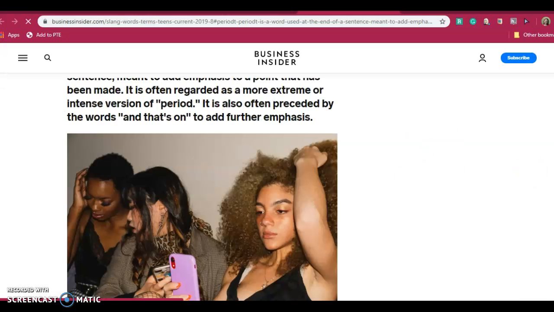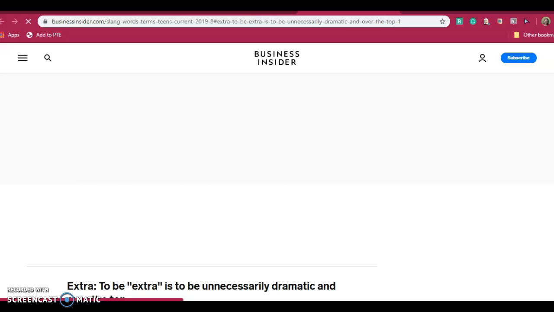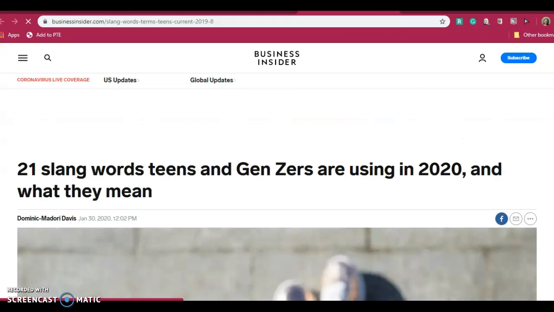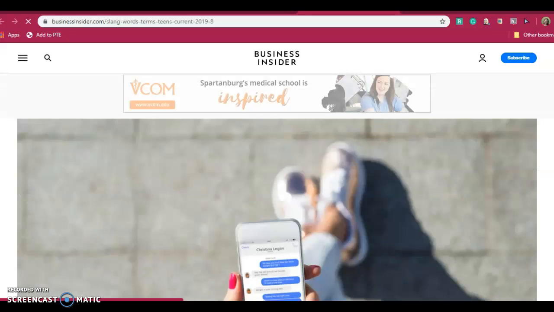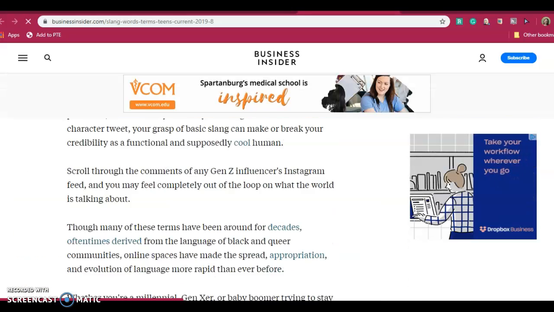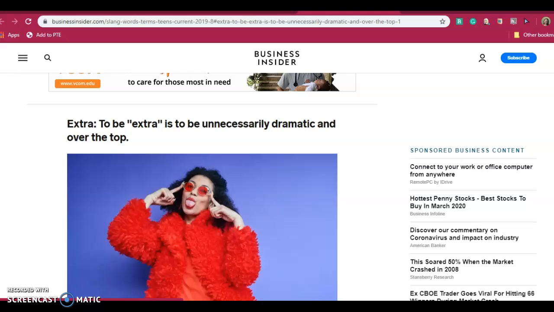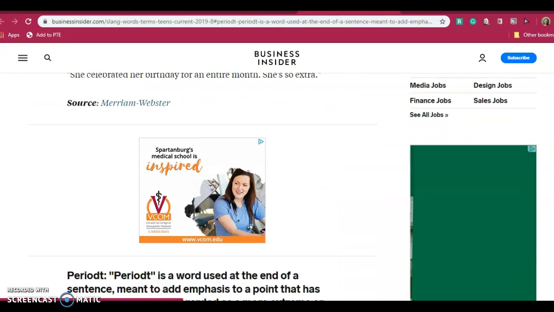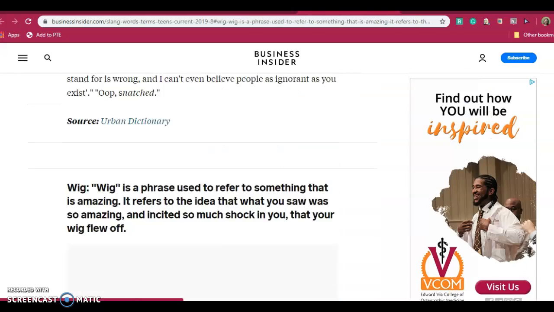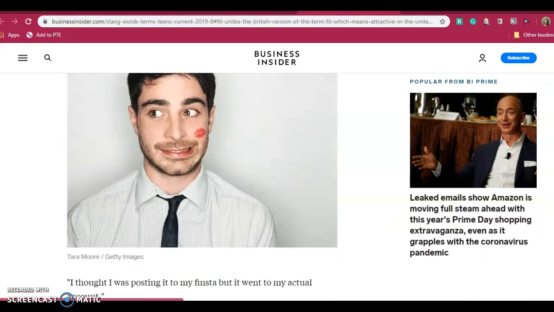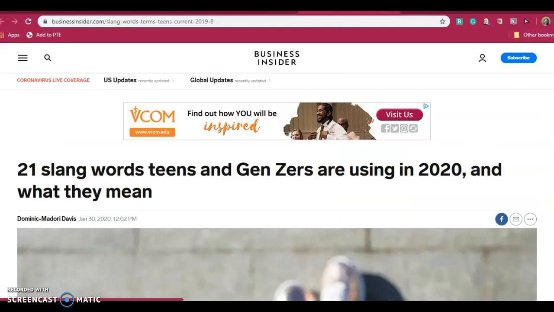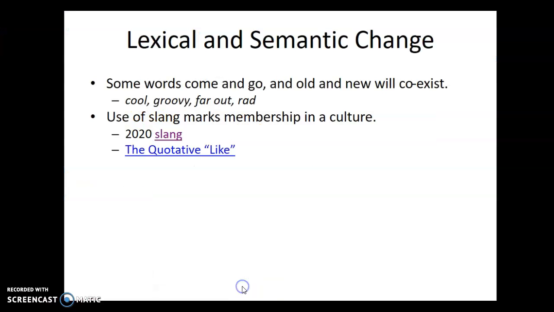And I included just kind of a fun website to take a look at here about slang words from 2020. And I don't really know most of these, and that makes sense because I'm not a Gen Zer, and I might not be using this vocabulary on a regular basis, but it's kind of fun to see what some of the new words are. So you can take a scroll through that to see if some of those words might be familiar to you as somebody who is a college student at this time.